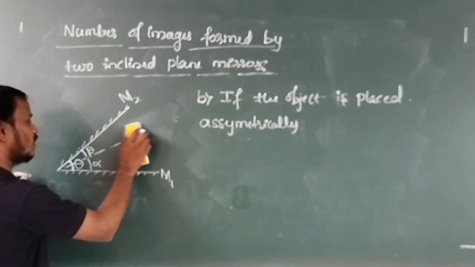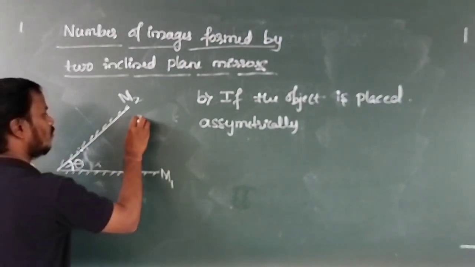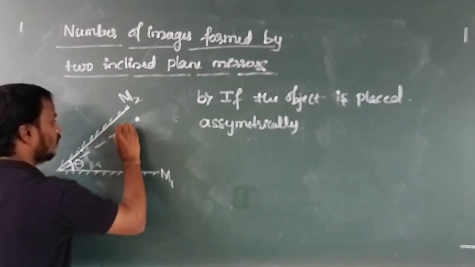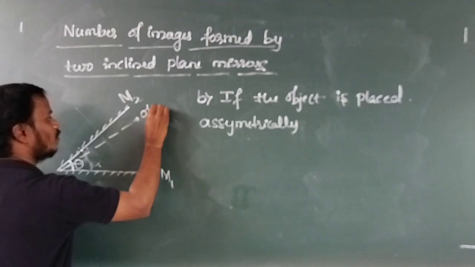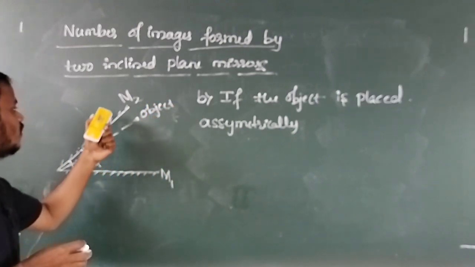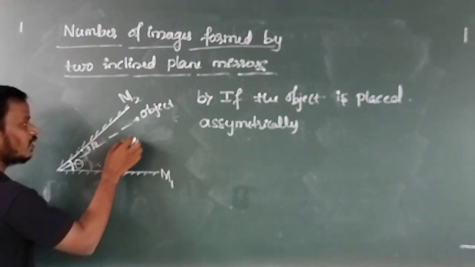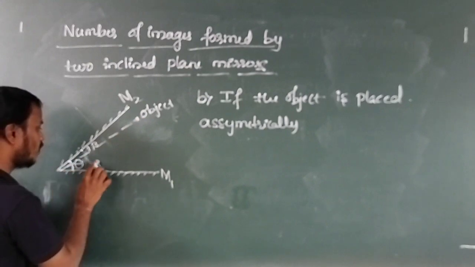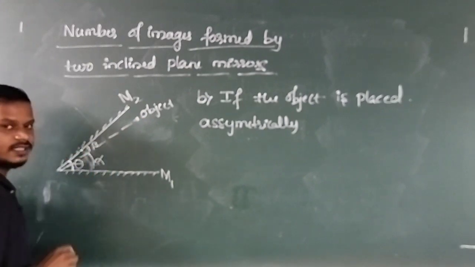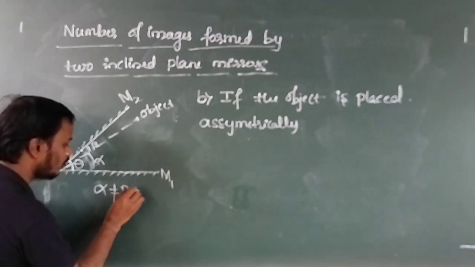So I will draw the diagram here. So there is an object. Here the angle between the position of the object and the second mirror I will take, that is beta, and the angle between the position of the object and the first mirror, that is alpha. And in this diagram alpha is greater than beta, means they are not equal. Alpha is not equal to beta.